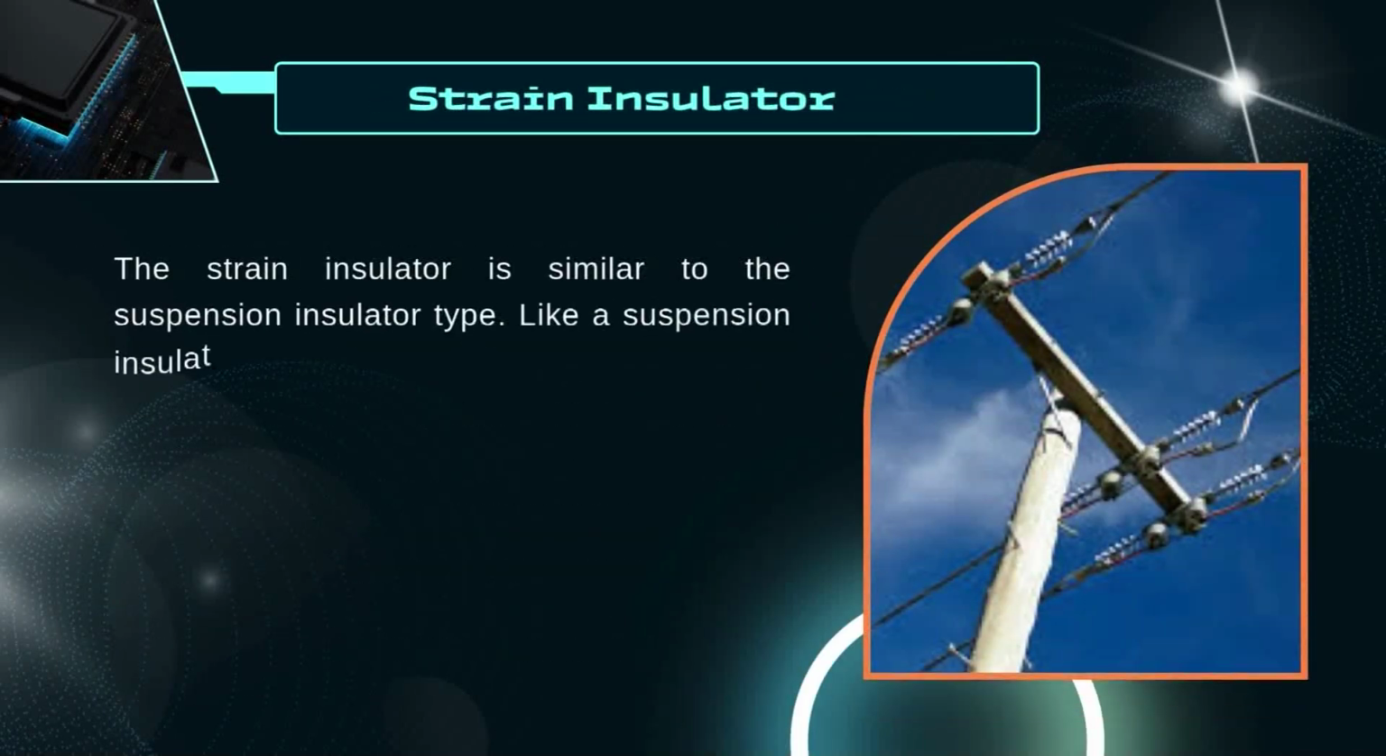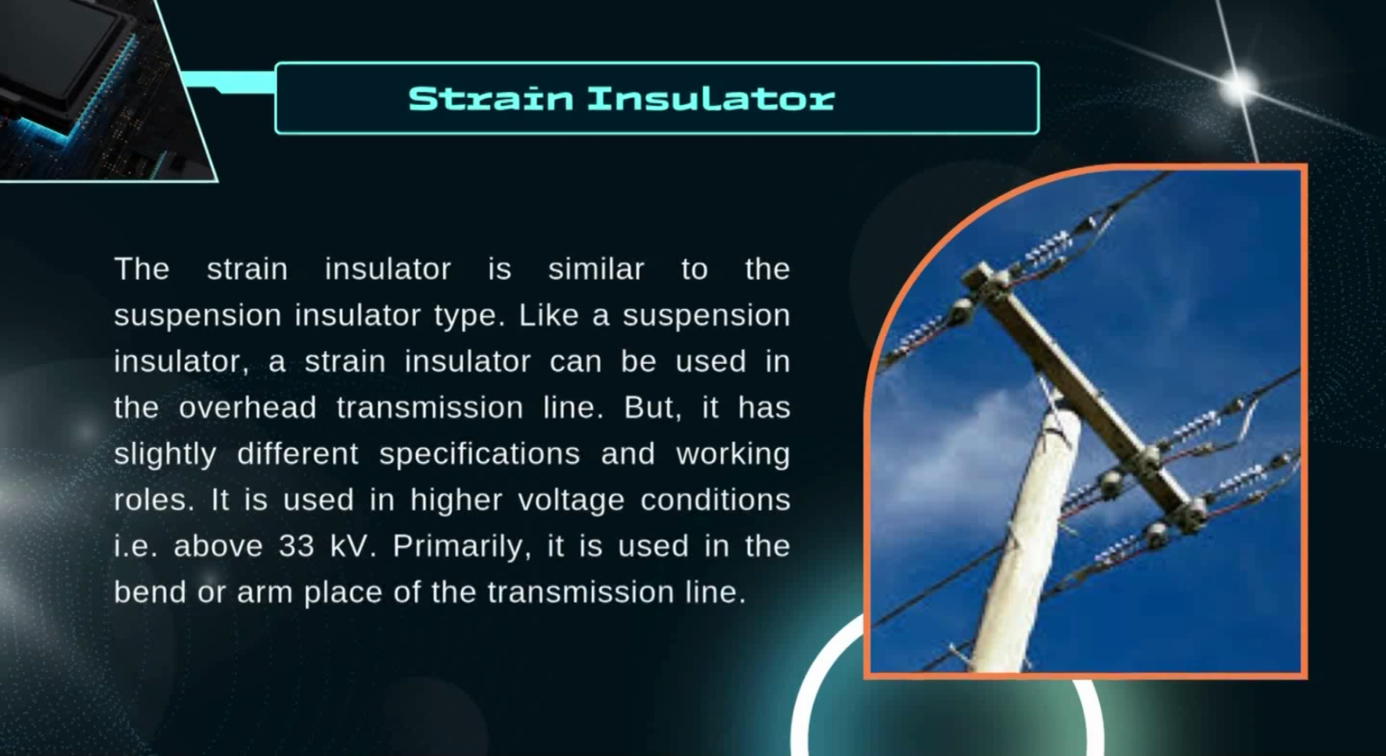In case of strain insulator, the strain insulator is similar to the suspension insulator type. Like a suspension insulator, a strain insulator can be used in the overhead transmission line, but it has slightly different specification and working loads. It is used in higher voltage conditions, that is above 33 kV. Primarily, it is used in the bend or arm places of the transmission lines.